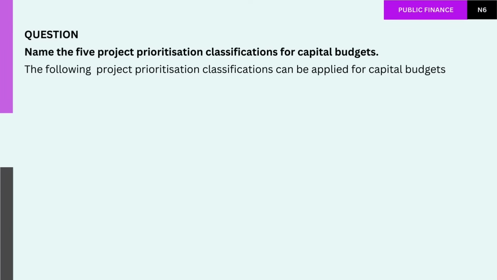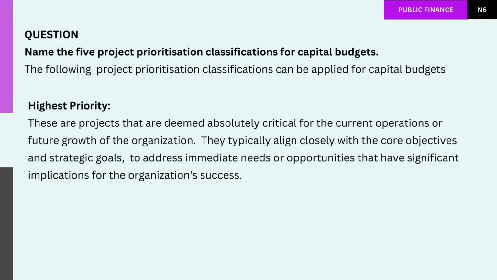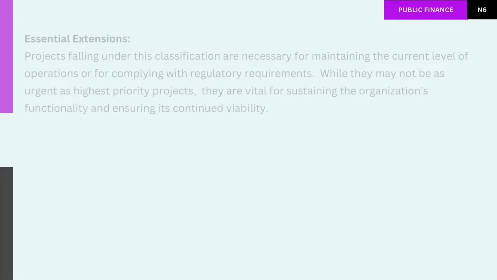Question: name the 5 project prioritization classifications for capital budgets. The following project prioritization classifications can be applied for capital budgets. 1. Highest priority. These are projects that are deemed absolutely critical for the current operations or future growth of the organization. They typically align closely with the core objectives and strategic goals to address immediate needs or opportunities that have significant implications for the organization's success.